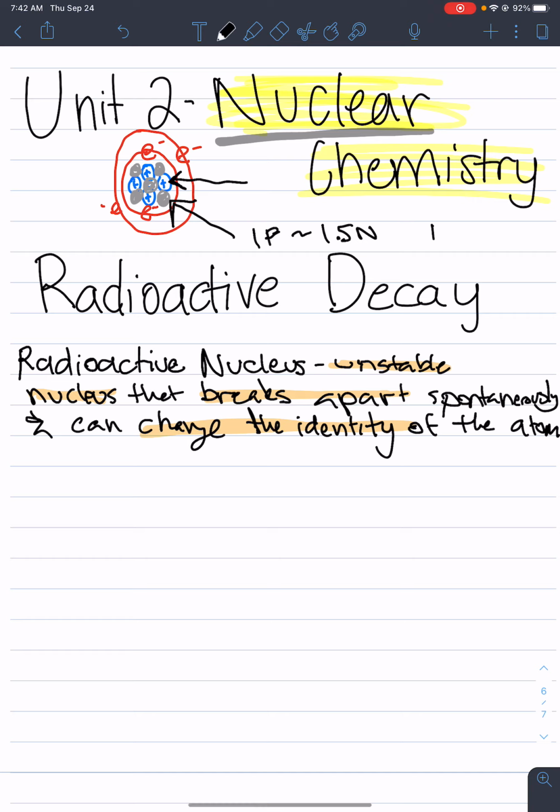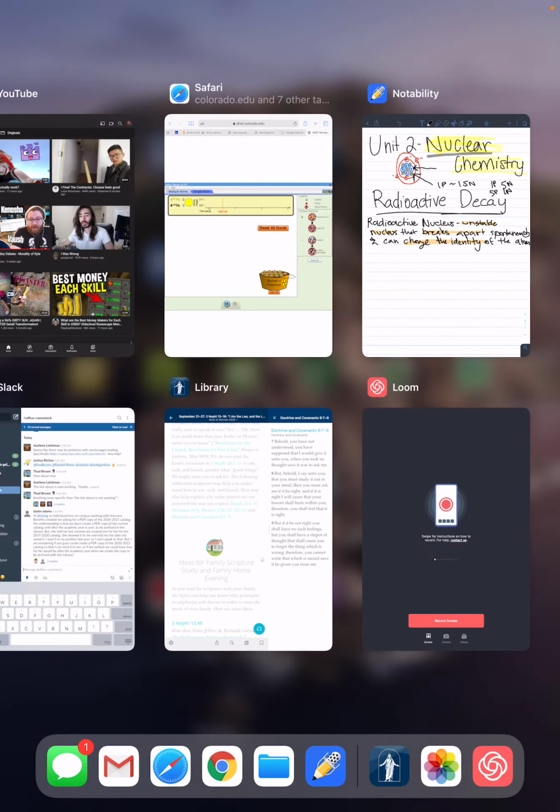If we start having 1 proton to every 5 neutrons, or 5 protons to every 1 neutron, our nucleus becomes unstable, and then we go through these things called radioactive decay. So let's look at an unstable nucleus right now.